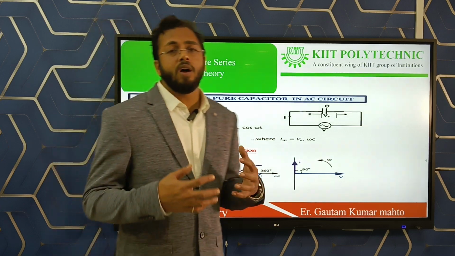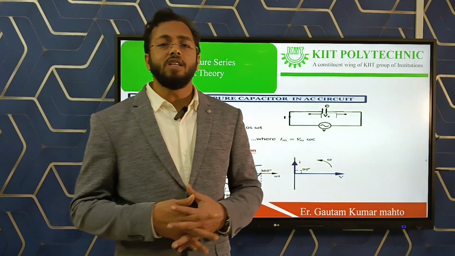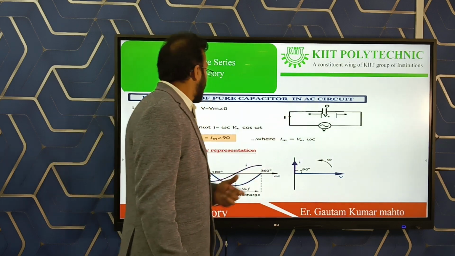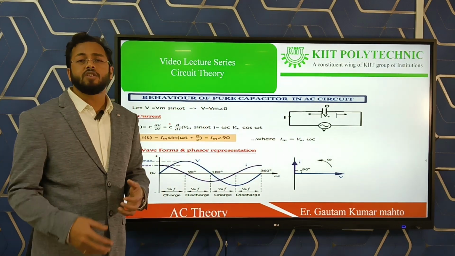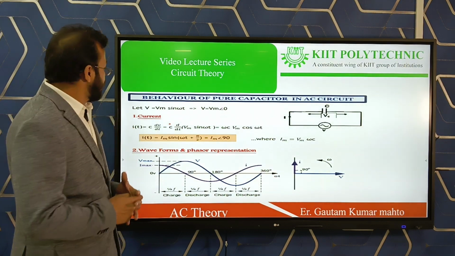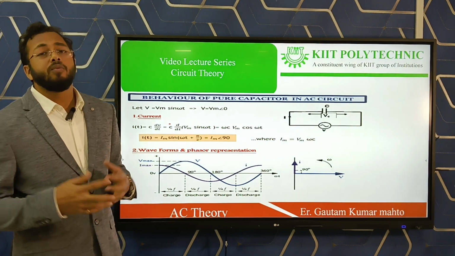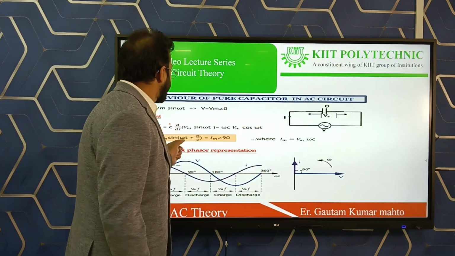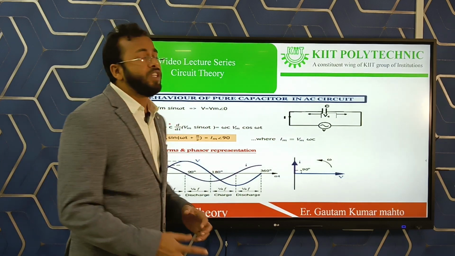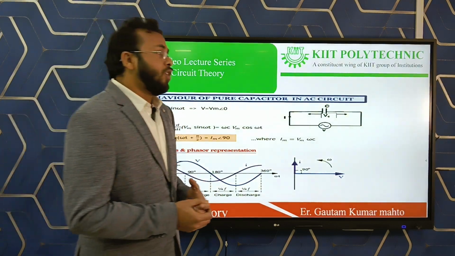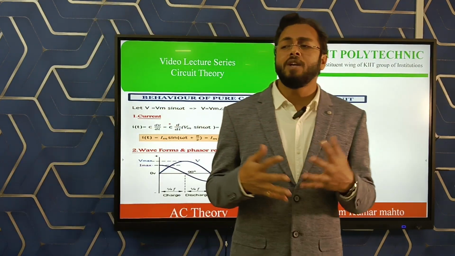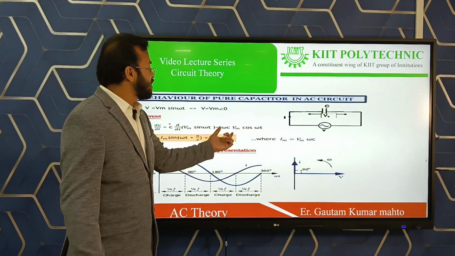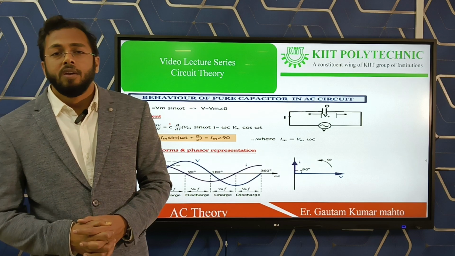So now we'll go to the capacitive circuit. Here the capacitor is given supply from the AC, and the AC supply is the same, V is equal to Vm sin omega t. The formula for the current through a capacitor is C into dV by dt, that is C into d by dt of Vm sin omega t. If you differentiate sin omega t, you will get the cosine value, so current is omega C Vm cos omega t.